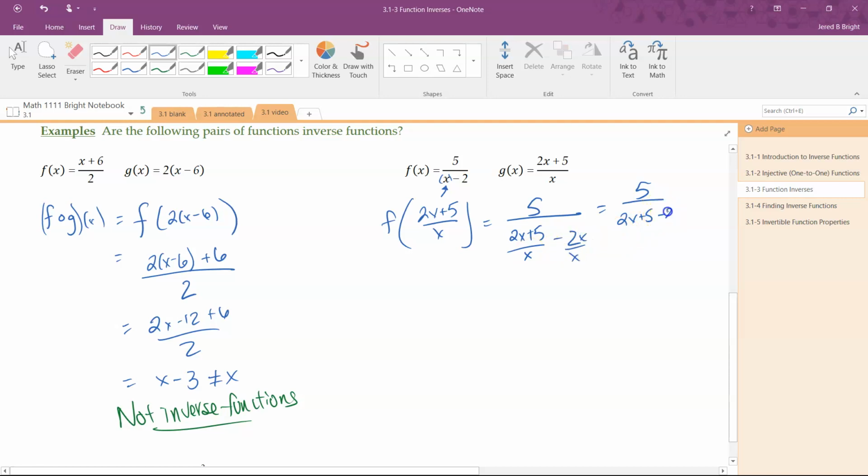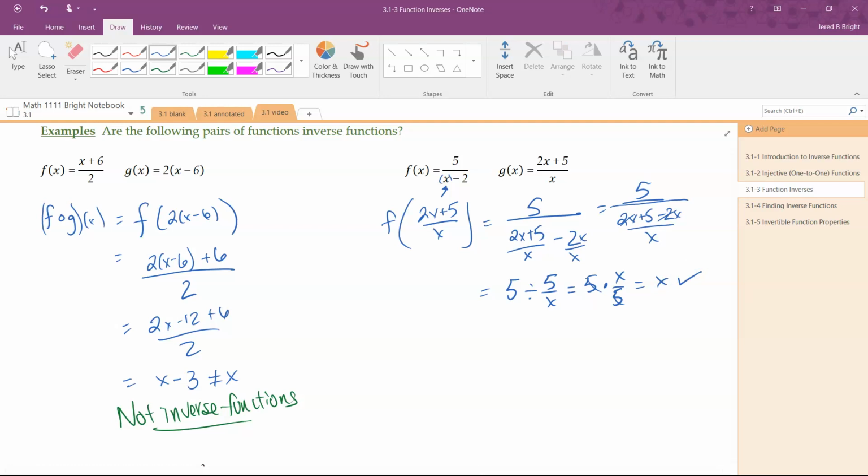And so I have minus 2x all over x. Okay, the 2x's are going to reduce, and so really at the end of the day what I have is 5, and then this big bar means divided by, right? Divided by 5 over x, so then I have 5 times the reciprocal, x over 5, and the 5's end up reducing, and I get x. That's good. Okay, but it's not the whole story, right?